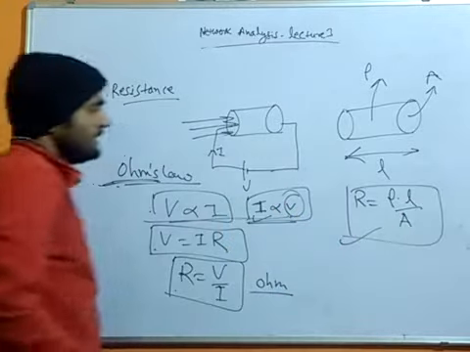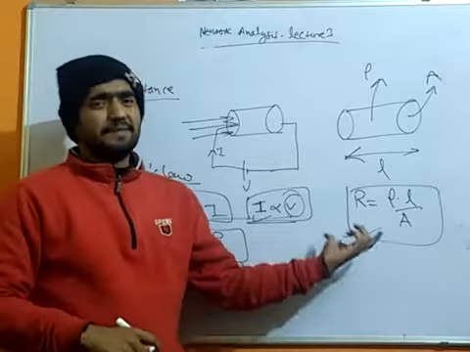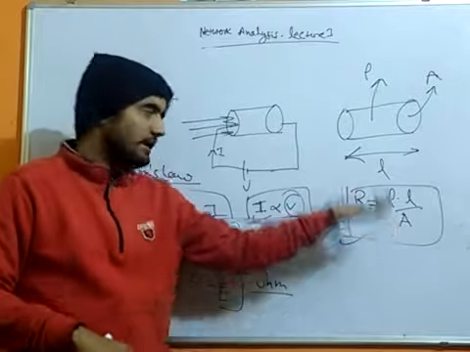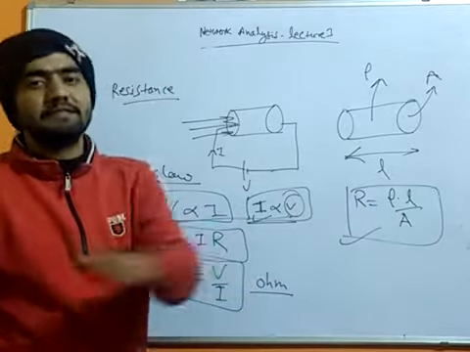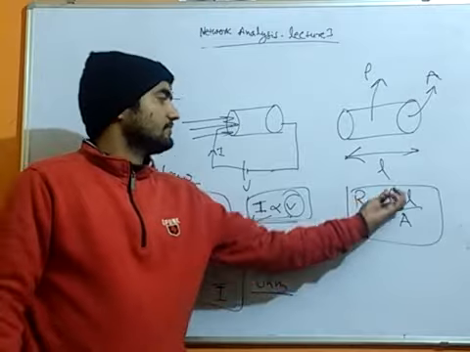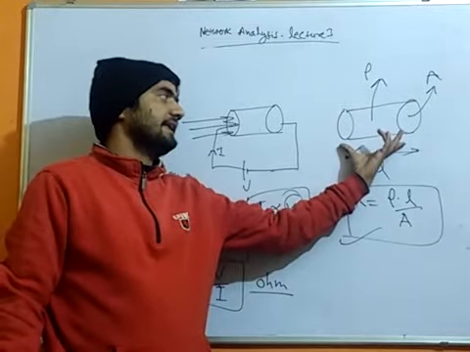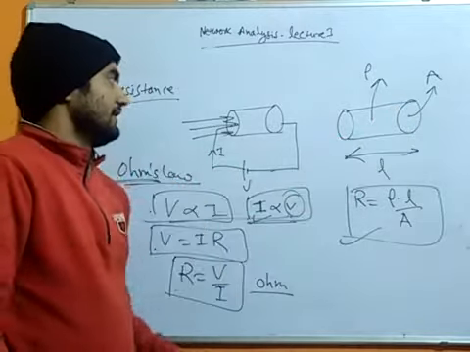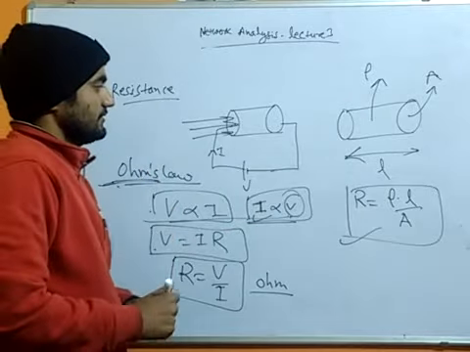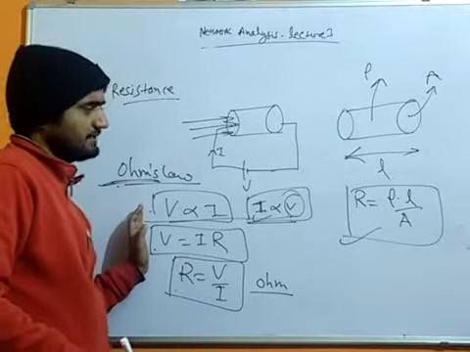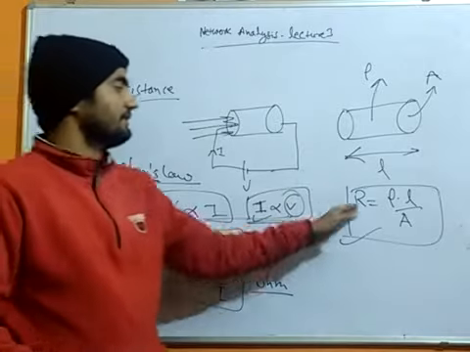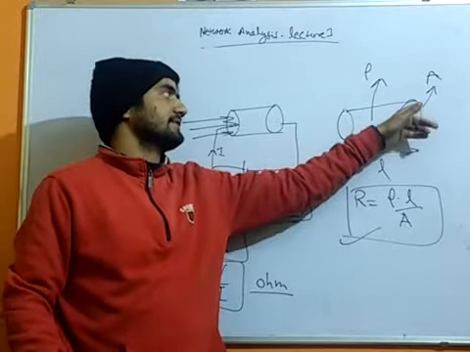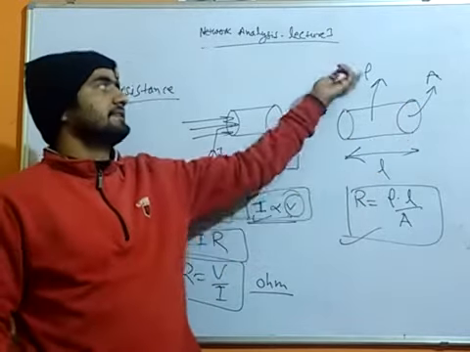This is a very useful formula, and questions may sometimes be asked related to this topic, not directly because this is very basic physics, but this formula is used in many other topics. So R equals rho into L by A. Rho is the resistivity, L is the length of the conductor, and A is the cross-sectional area. So we learned about the resistance relation with voltage and current, and with a conductor of cross-sectional area A, length L and resistivity rho.